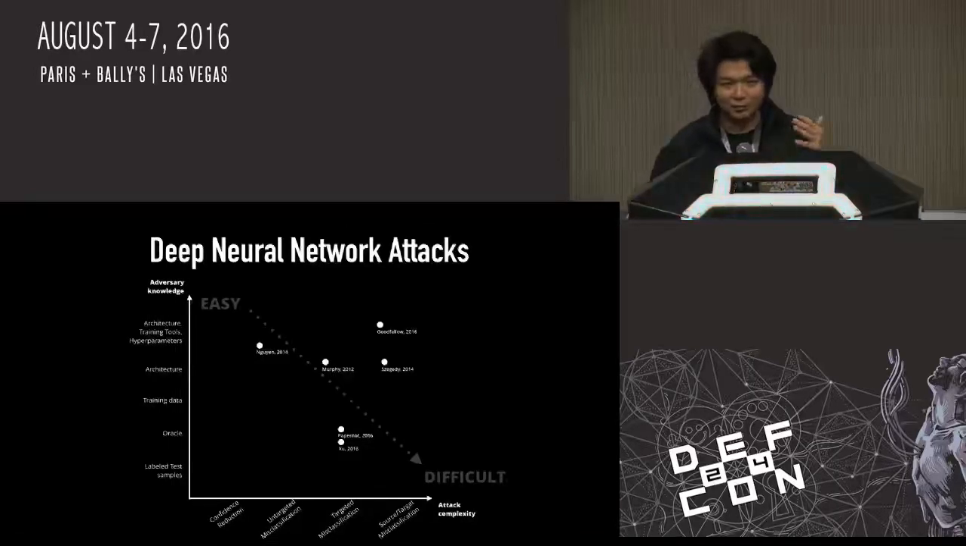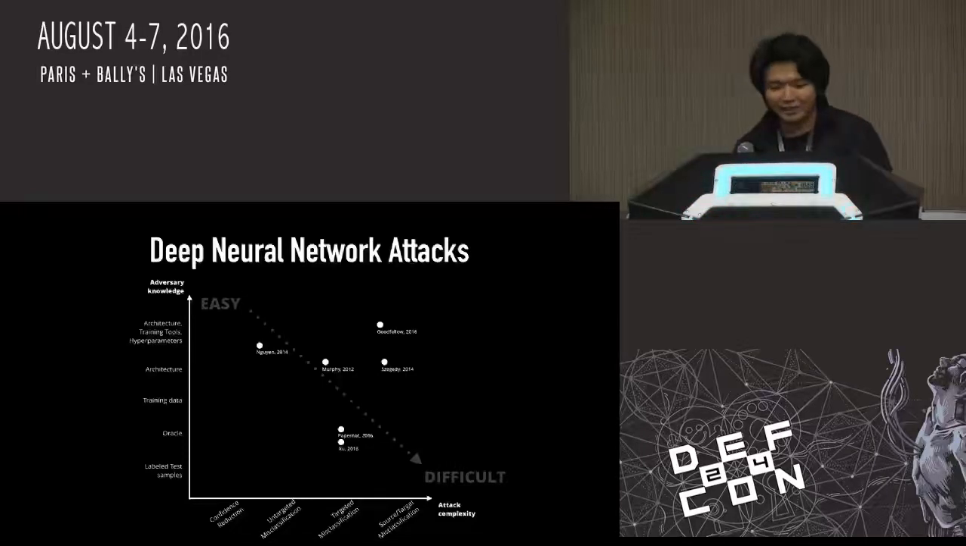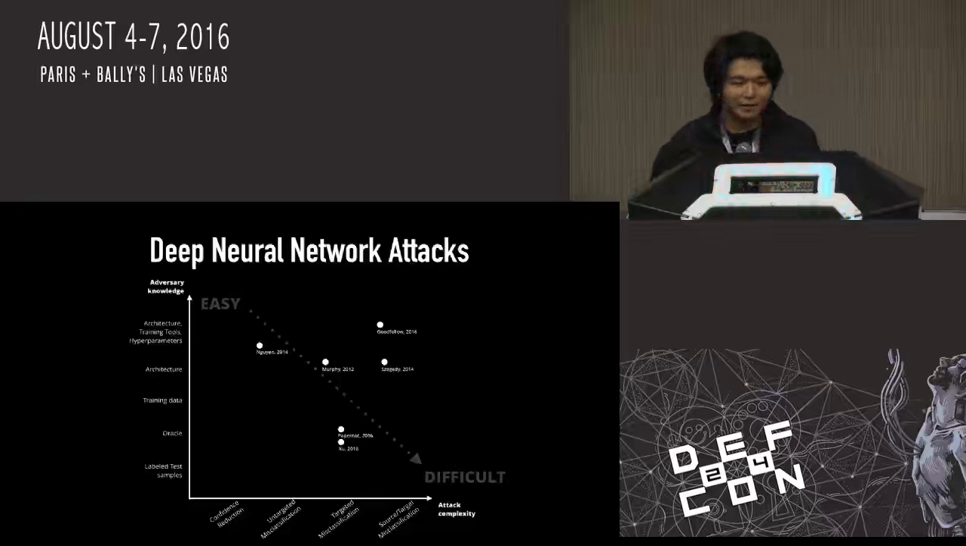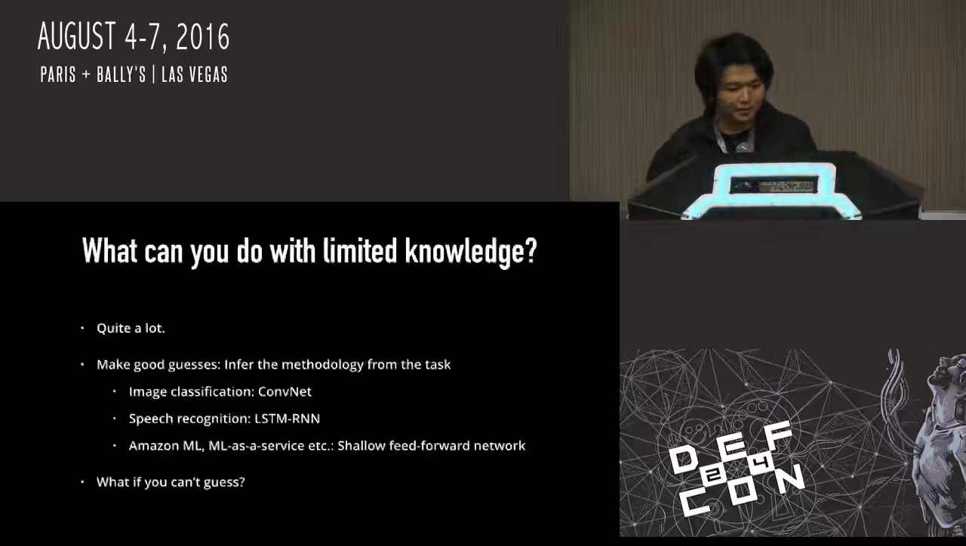Let's say you're dealing with an online service like Amazon Machine Learning as a Service or other machine learning as a service startups, and you want to induce some kind of misclassification on them. Then that's a bit harder, but you can still do pretty well. You can do a lot with limited knowledge. You can make good guesses and infer the methodology from the task.